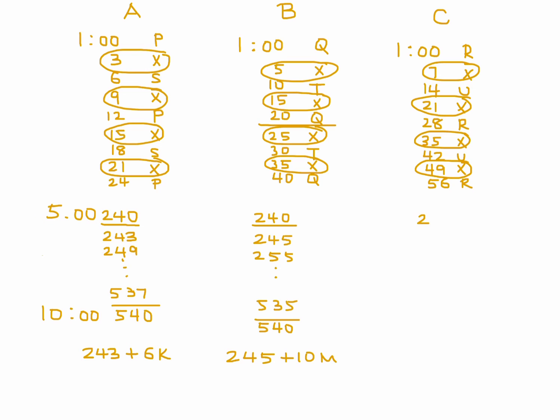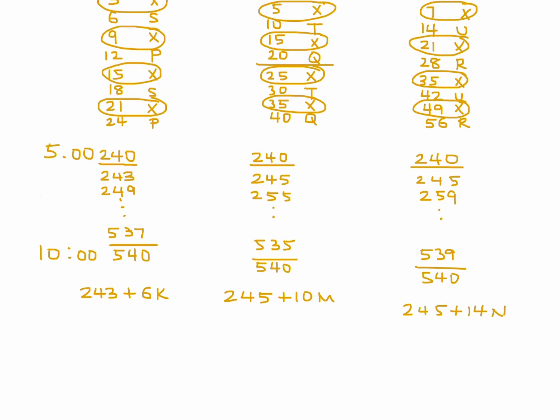Okay, by now I think you're an expert. This is 240. This is 540. You are starting at 7. You're adding 14 each time. And then when you keep doing that, eventually you get to 245 as the first time, and then 259 because you're adding 14 every time, and then dot, dot, dot. And then eventually you get to 539. So right before our 10 p.m. cutoff. And this one is what? 245 plus 14N. All right, so we have established that.